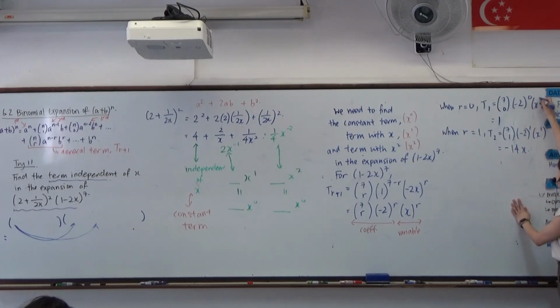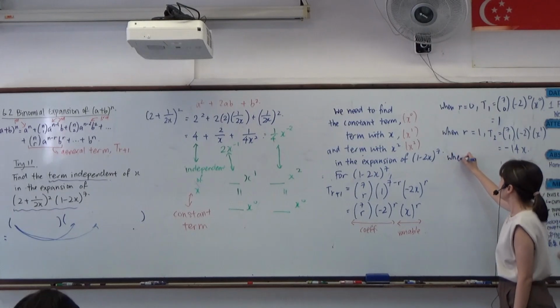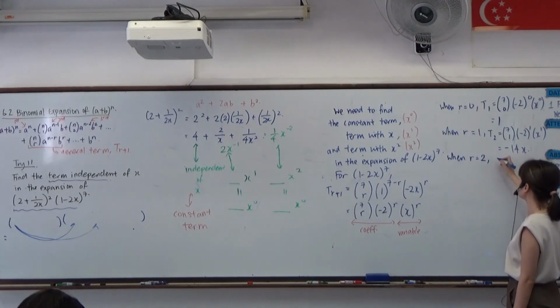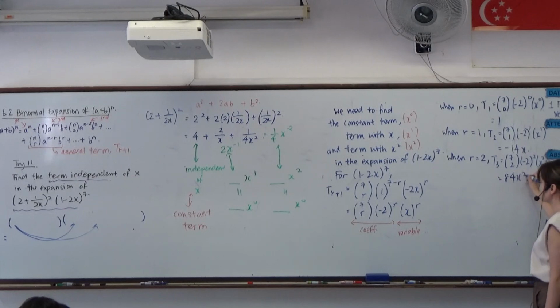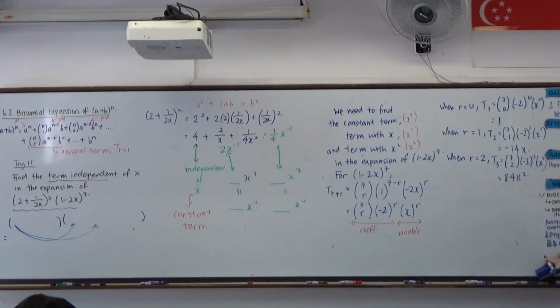Just to be clear, this is x plus 0. Okay, and then when r equals to 2, looking for the third term, that is 84x squared.